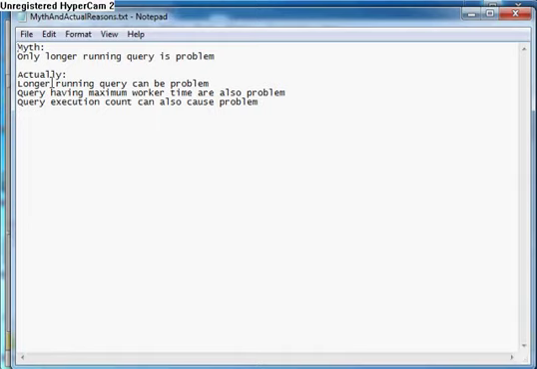Suppose you have a query which executes in 1 millisecond or 10 milliseconds, but the number of executions hitting the server is more than 1 lakh. At that moment your server will say, oh my god, what is happening? So that could also be a possible cause of CPU utilization.